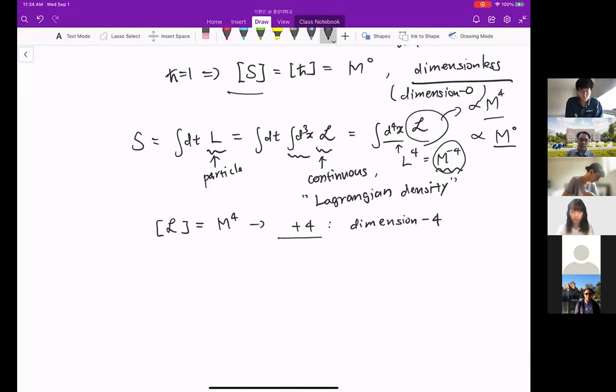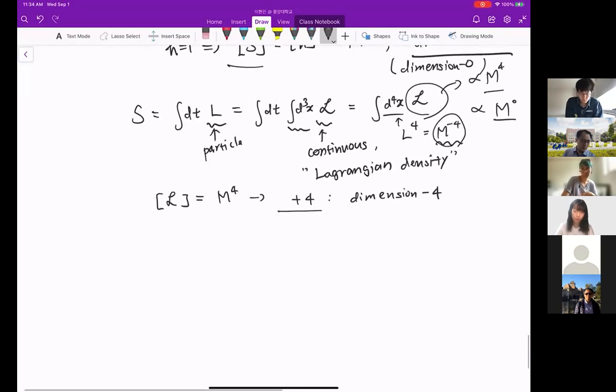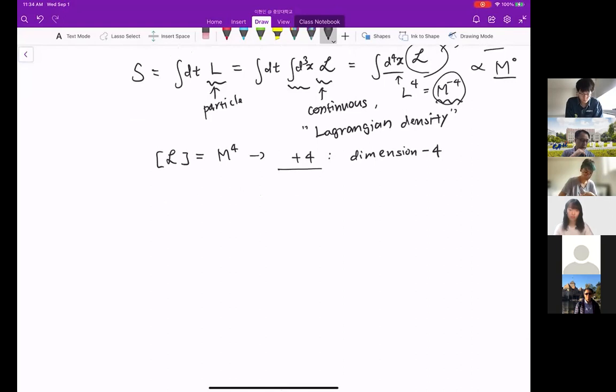Keep this in mind: the Lagrangian density has dimension four. Because this is the beginning of the Standard Model, we are going to discuss the individual particles before applying them to a particular example. So in QFT, this is a general discussion, and we are not doing quantum physics yet, but we start with the free scalar field.